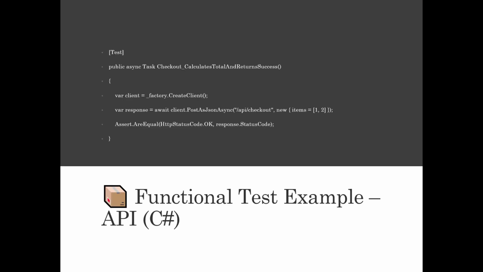Here's another example using C# for an API test. It checks the checkout endpoint: it posts a JSON payload with the item data, and then it asserts that the response returns a 200 OK. So this is a good way to test that backend service, that it's calculating and responding correctly, and that things on the API side are working.